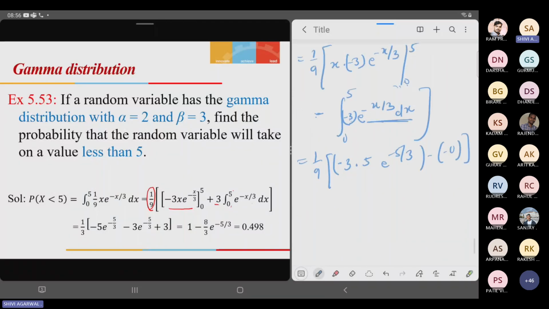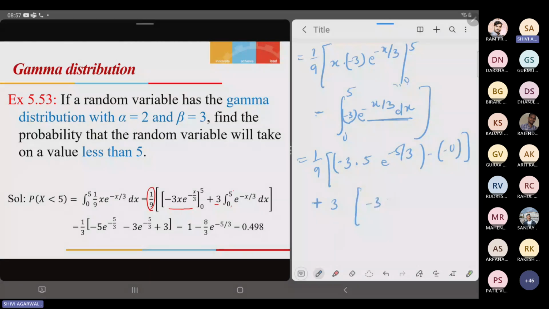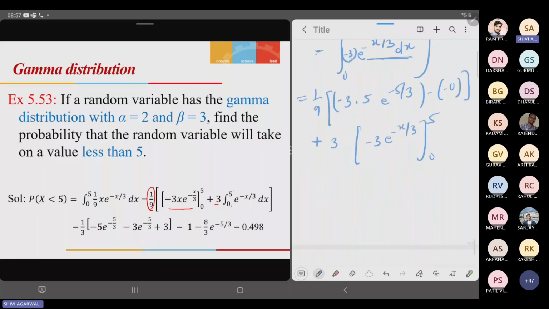Okay, minus this one part. So minus minus plus 3 common, and again we have to integrate it. So it will become minus 3 e to the power minus x by 3 from 0 to 5. When we substitute the values here, we get 1 minus 8 by 3 e to the power minus 5 by 3, and the answer is coming 0.498.